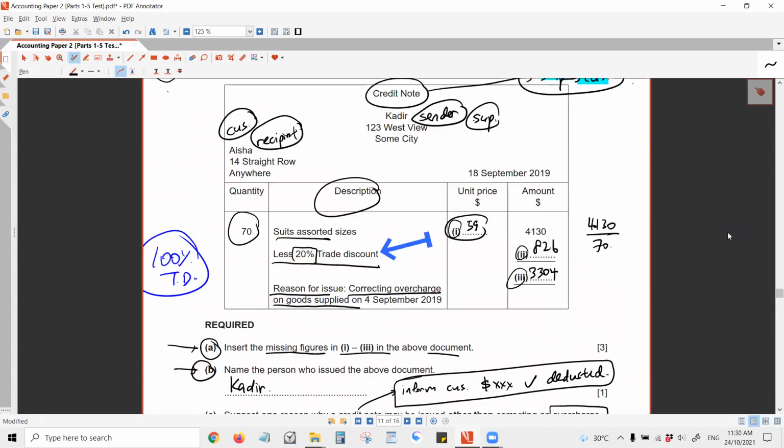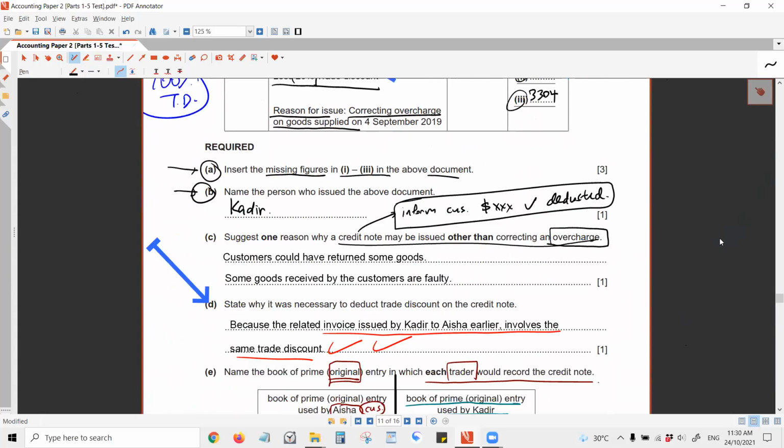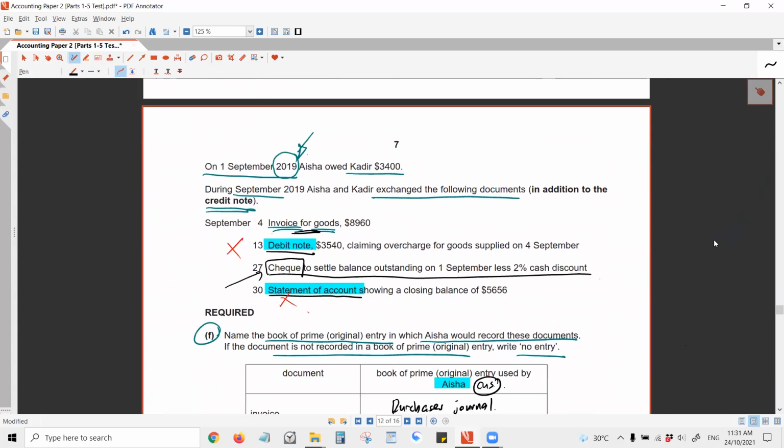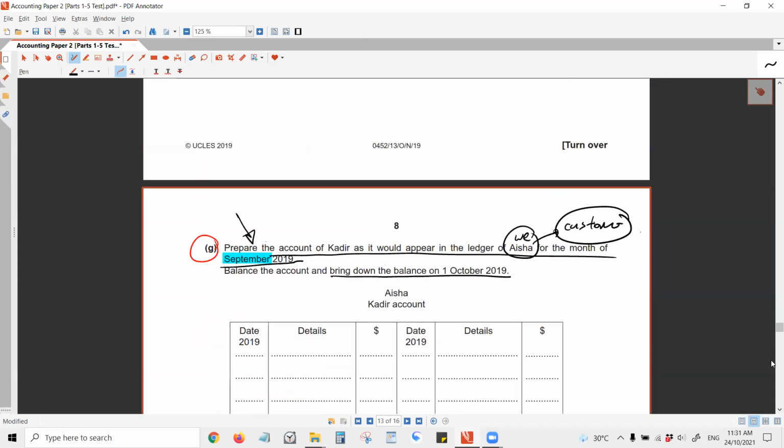Now, start from where? Start from here, because you see September 1st here. Initially, at the beginning of the month, we owe Car Deal 3,400. This is known as the balance b/d, because it's an amount at the beginning of this month. So this is balance b/d 3,400. Record this 3,400 here as balance b/d.